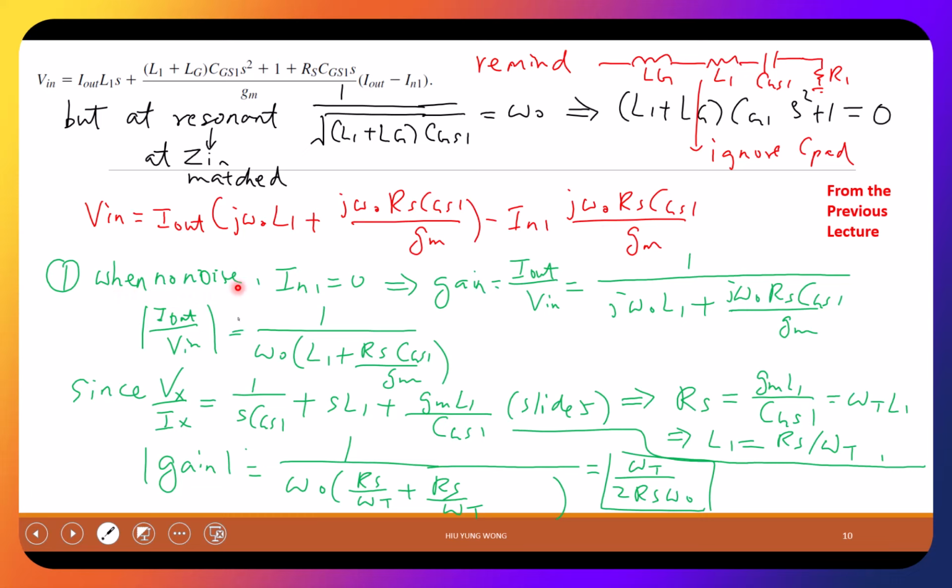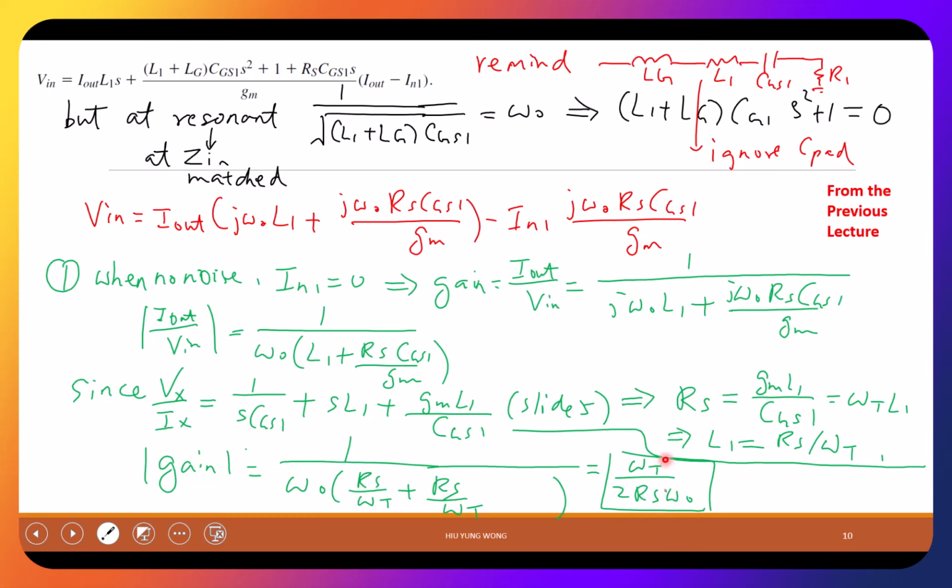Now, when there's no noise, because it's small signal, we talk about the superposition of noise power, or just the power. Then IN1 equals 0. This is gone. Then I can get the gain easily. Eventually, the gain of this circuit is omega t divided by 2RS omega 0.